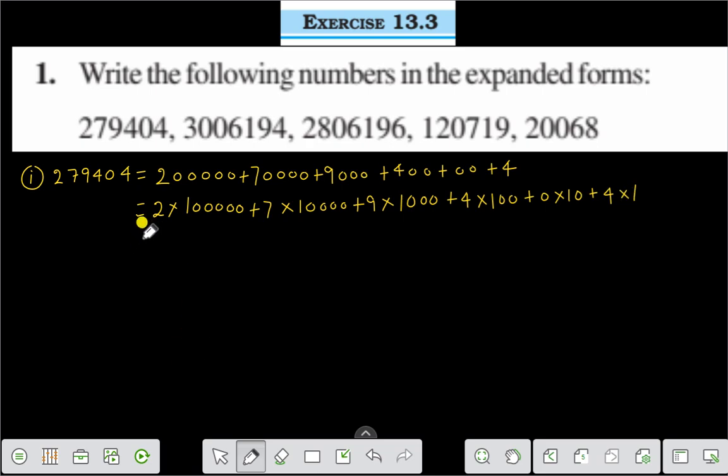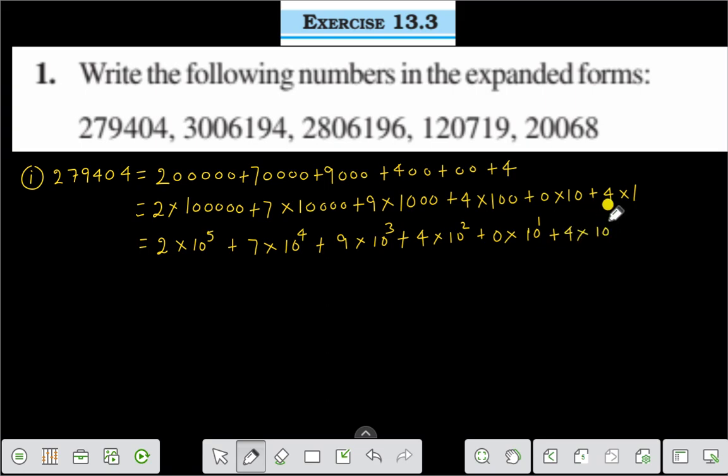Therefore, we can write it as 2 into 10 to the power, how many zeros? 1, 2, 3, 4, 5. 10 to the power 5 plus 7 into 10 to the power 4, plus 9 into 10 to the power 3, plus 4 into 10 to the power 2, plus 0 into 10 to the power 1, plus 4 into 10 to the power 0. Right? This is the answer of question number 1. This is the expanded form.